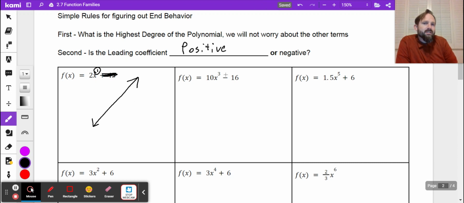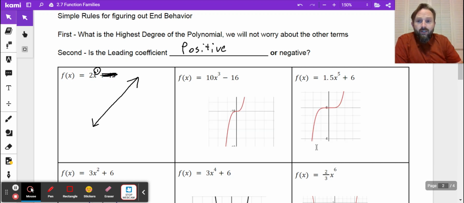This next one, 10x cubed minus 16, well, let's hold up. For the next few, I'll copy and paste from Desmos, and I'll show you what it looks like. And then you can draw a rough sketch of it. Don't worry about the numbers, just draw a rough sketch. So for the next ones, I'll do that.